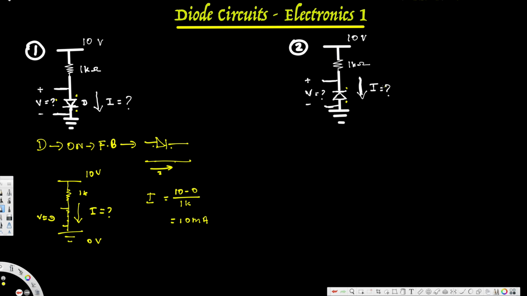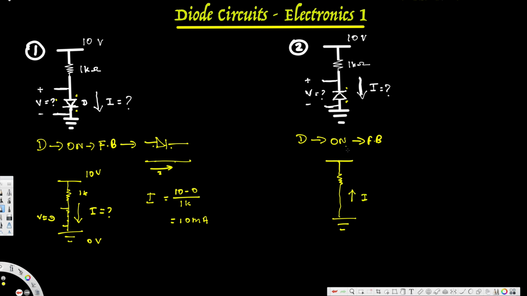Let's look at this one. Here we do the same thing. We assume the diode is on at first, in forward bias. When we short circuit this one, we are going to have something like this, and the current's direction is going to go from anode to cathode. For the first one, anode is here, cathode is here, so we assume current is in this direction. But for this one, anode is here, cathode is here, so we have to assume current is in this direction, and we have to get the current positive.